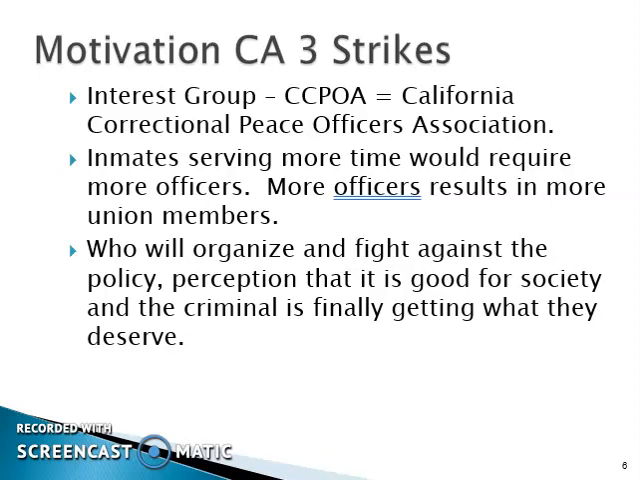Which group has more members than any other? Think about that for a second. The largest interest group in California is the CTA. That stands for the California Teachers Association. There's some 325,000 members of the CTA.